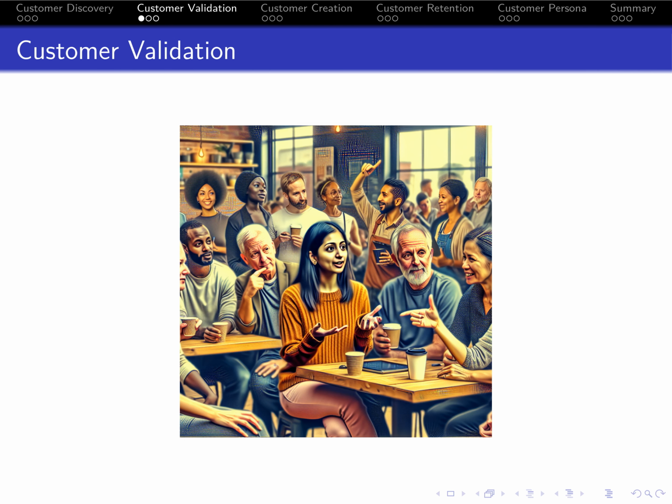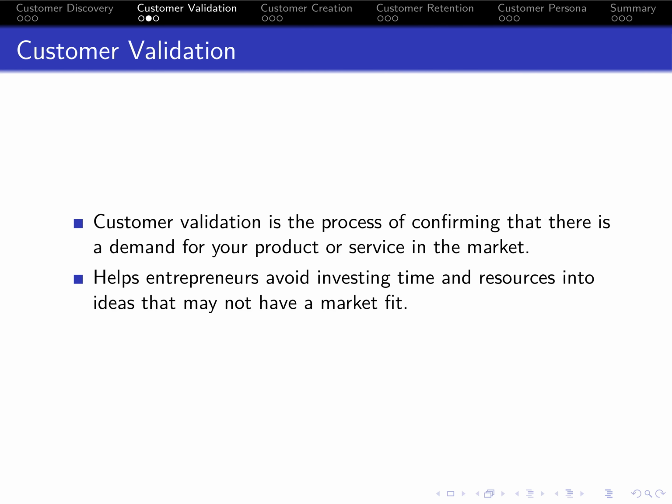Customer validation is all about making sure that people actually want what you're offering. It's like a reality check for entrepreneurs to ensure they're not heading down the wrong path with their ideas. Customer validation is a critical step in the entrepreneurial journey as it helps entrepreneurs gather evidence of the real need for their product or service in the market. By validating their customers, entrepreneurs can avoid wasting time and resources on ideas that may not resonate with the market. This process is essential for reducing the risk of failure and increasing the likelihood of success in the business venture.